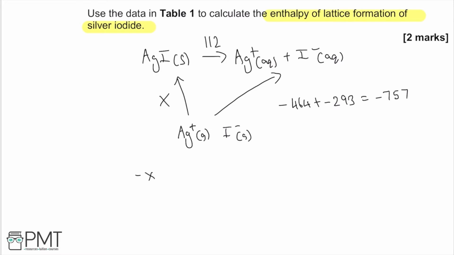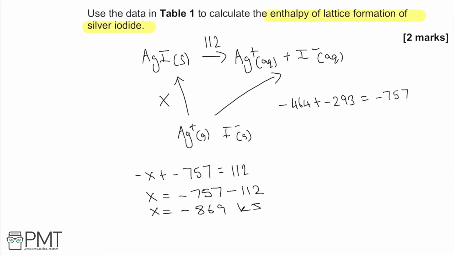So we have minus x plus minus 757, and that is equal to the total of 112. Now, if we rearrange the equation by moving x to the right and the 112 to the left, we get x equals minus 757 minus 112, which if we put into our calculator, we will get minus 869 kilojoules per mole.